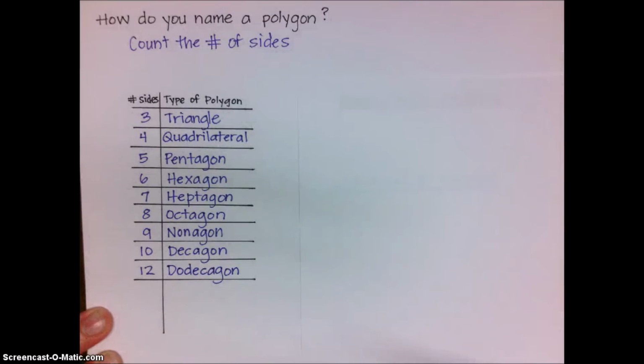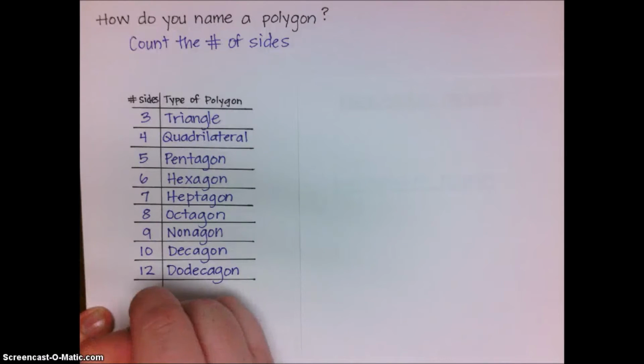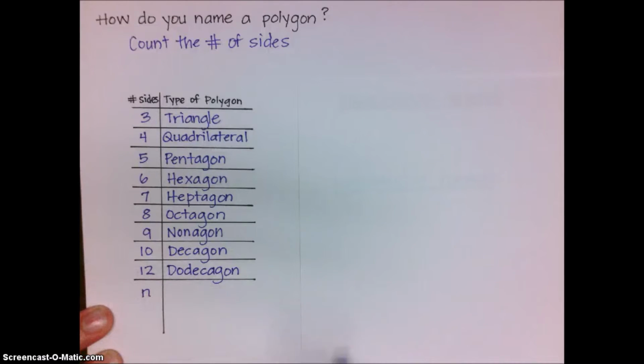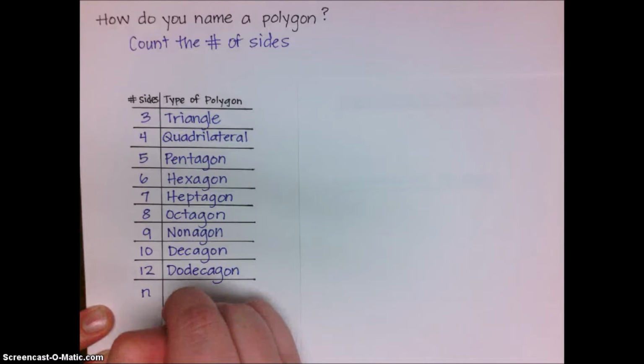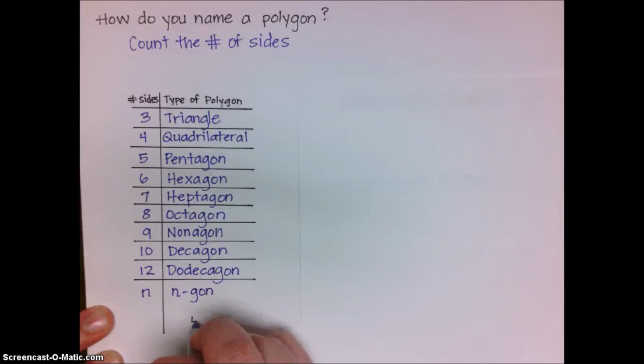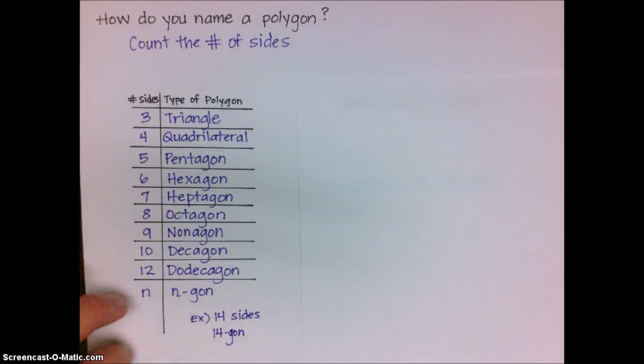Now we know that we can have shapes with bigger amounts of sides than this. So let's say that it has any number of sides. This is really easy. We just call it an n-gon. So for example, if you have something with 14 sides, the name of it is a 14-gon. And that's it. Okay?